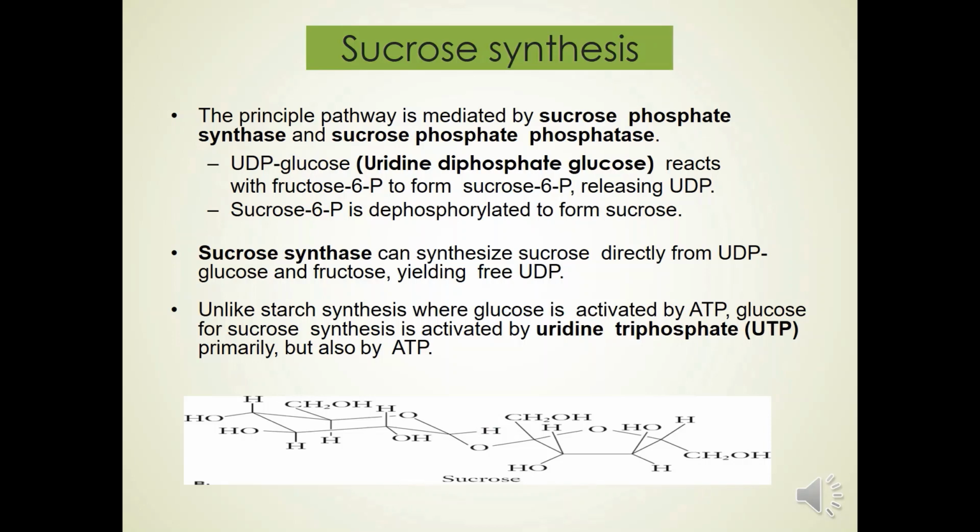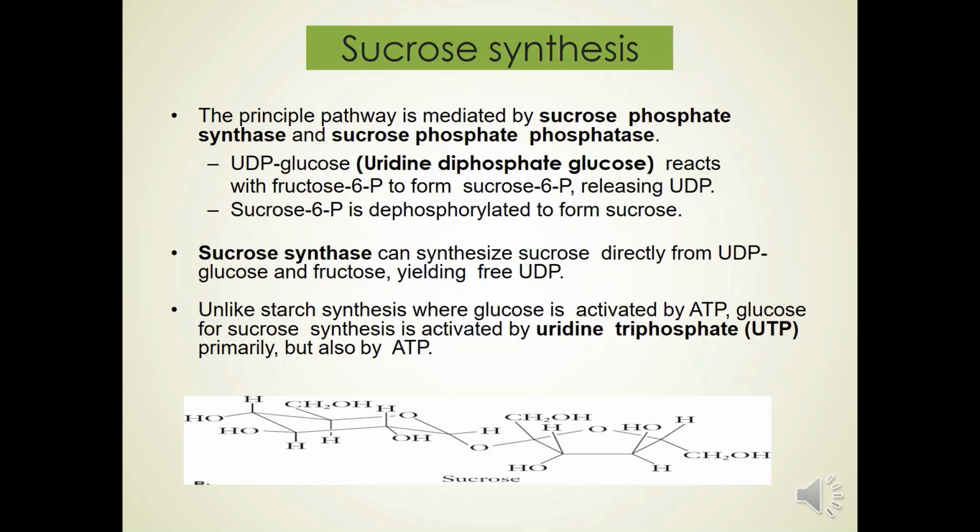So because of that, at last they can get the sucrose, because sucrose 6-phosphate has its phosphate removed at carbon number 6. So this slide means there are two principles in order to produce the sucrose, which is using two enzymes, or using one enzyme, which is sucrose synthase, that directly can produce the sucrose from the glucose and fructose UDP.